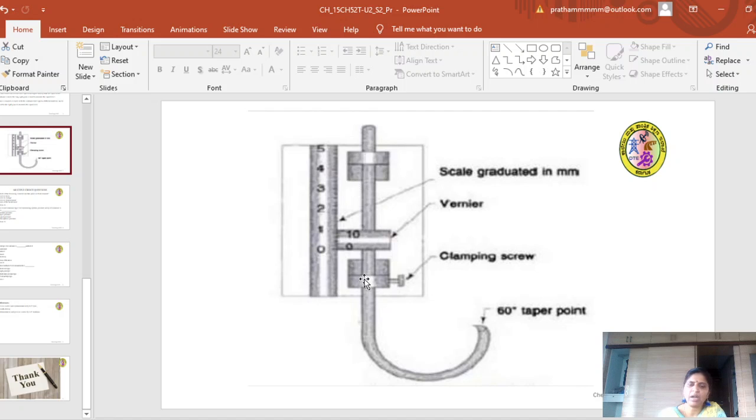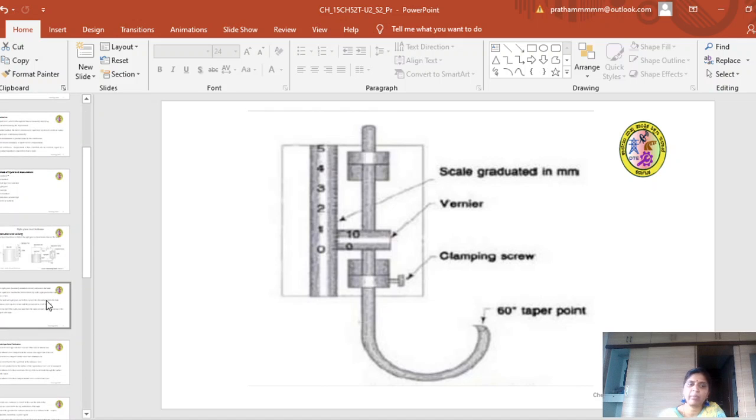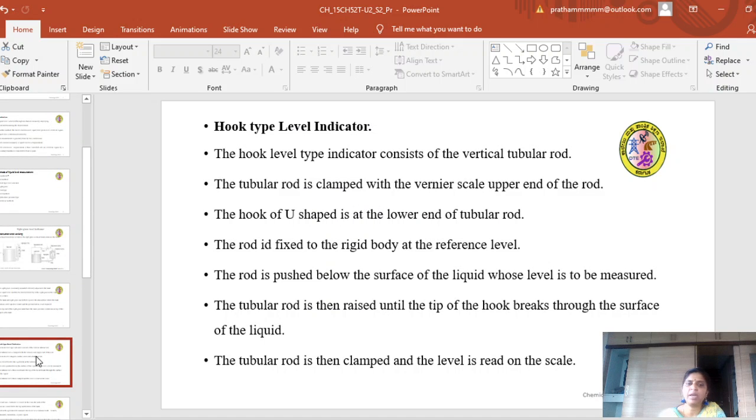For the measurement, you dip the hook into the tank. It should be fully submerged into the tank, and it is slowly raised to the top of the surface of the tank. So the tip should touch the surface. It has to be raised until the tip of the hook breaks through the surface of the liquid.